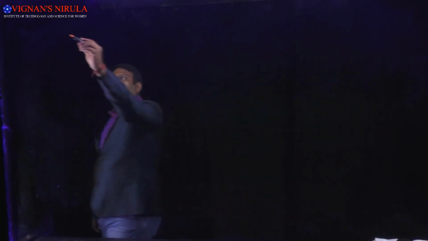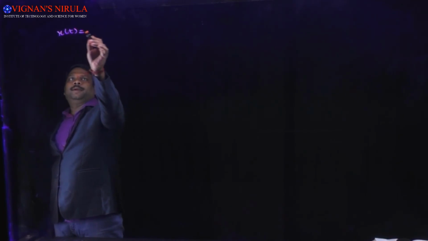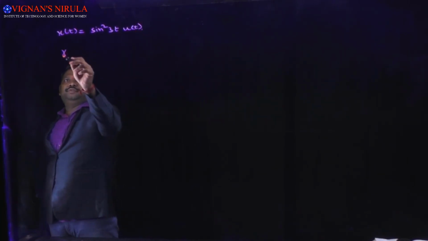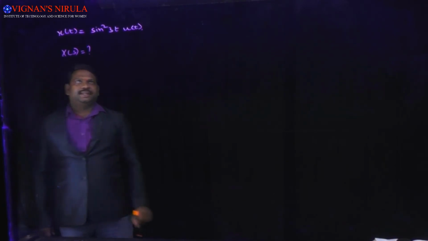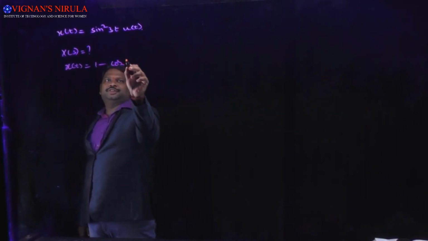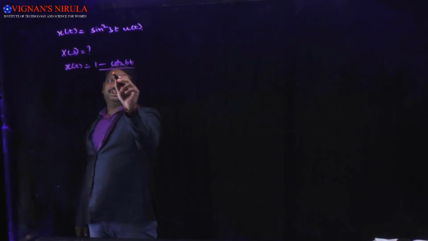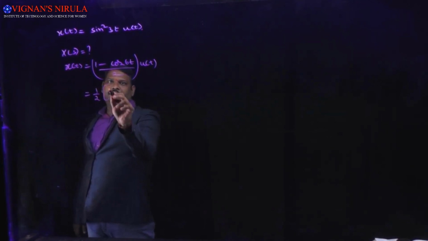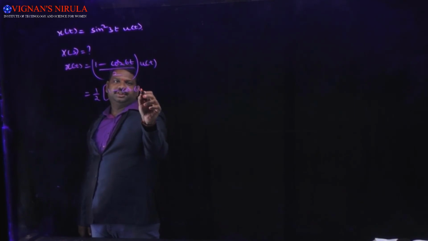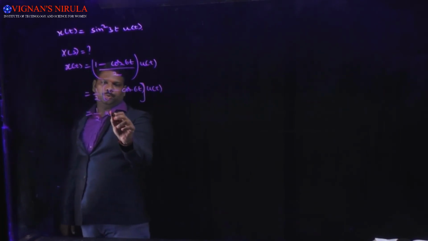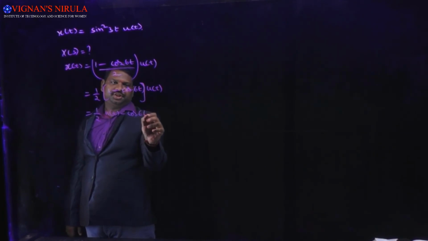Let the first one be sine square of 3t into u of t. Consider that x of t is equal to sine square of 3t into u of t. For that we need to find the Laplace transform x of s. Simply, I am writing x of t as (1 minus cos of 6t) by 2 into u of t. Therefore, keep this 1 by 2 outside. It's nothing but 1 by 2 into (u of t minus cos of 6t u of t).